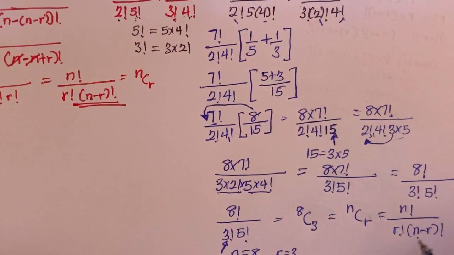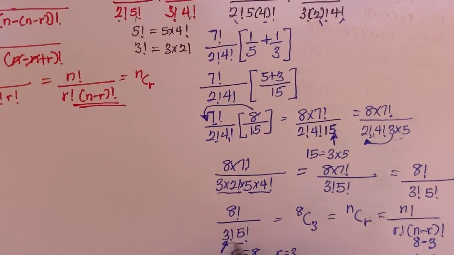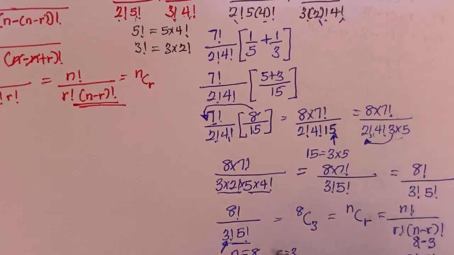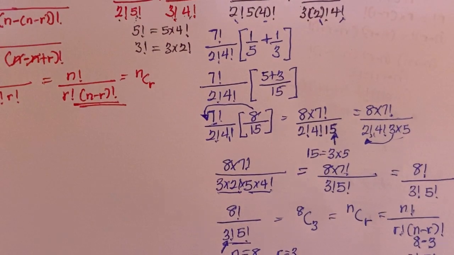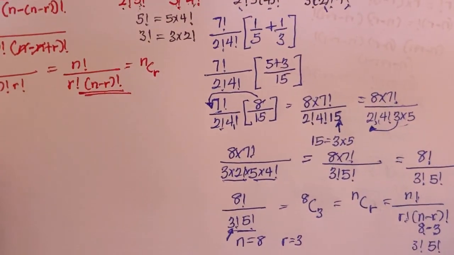My n is 8, right? So put 8 here. 8 minus my r, which is 3. 8 minus 3 is actually 5 factorial. Then my r is 3, then I'm going to have 3 factorial, which is same as this. Then my n is taken to be 8, which is same as 8 factorial. So that's just it. I've proved it.